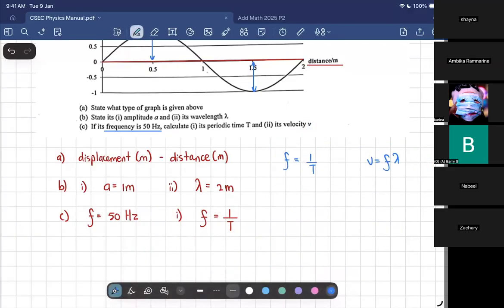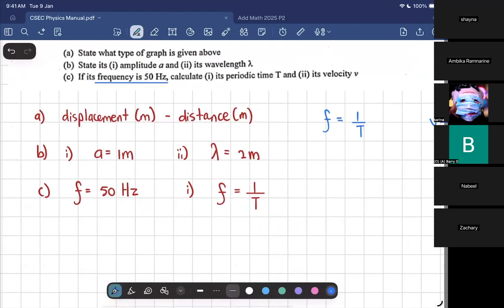Run through all the options in your head. So Nikolai, let's do some substitution now. I know that F is 50, so I'm going to write 50, and 50 is going to be equal to 1 all over T. So I need to find T. What do you want to do next? How am I going to find T? Make T the subject of the equation. How am I going to do that? Multiply by T by 50.